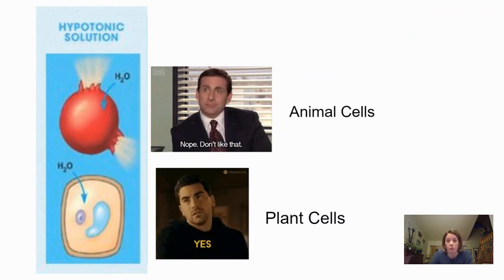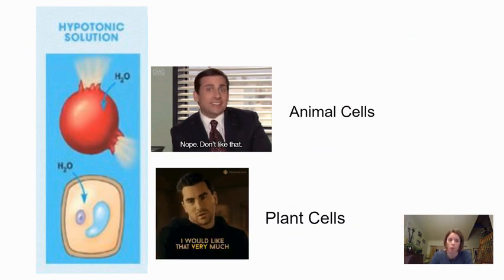Animal and plant cells want different things. So hypotonic is not good for the animal cell. It generally means exploded cells. Exploded cells are not good for animals. That's bad. That typically means we have to replace that cell. That costs us energy. We don't like that.